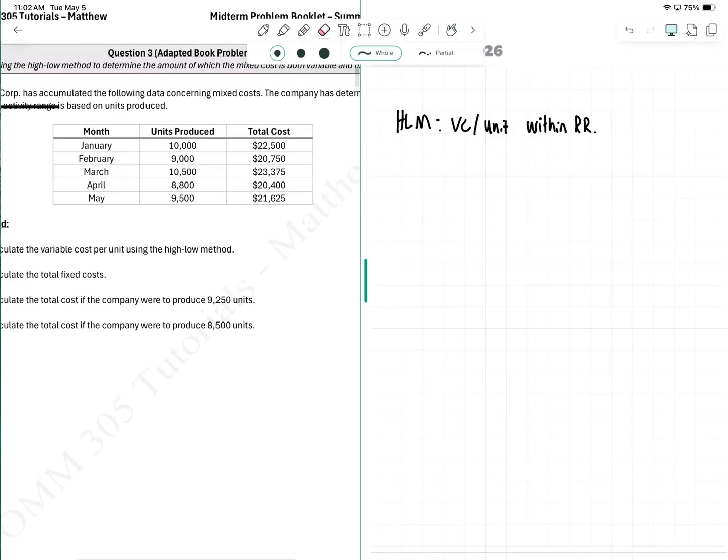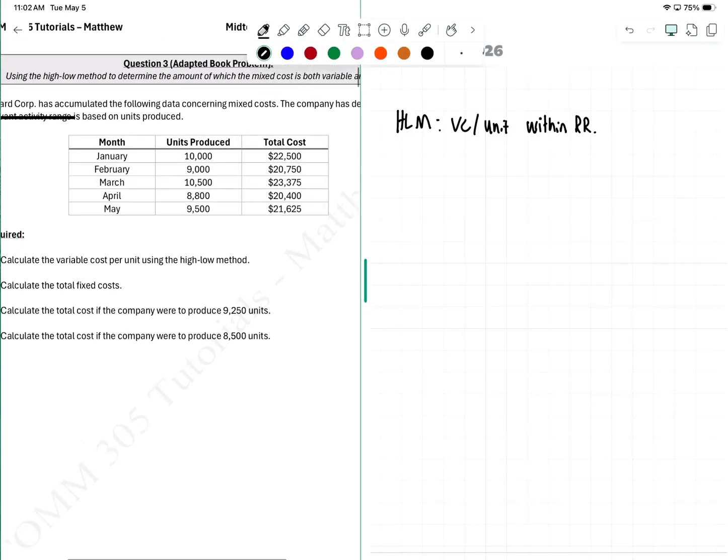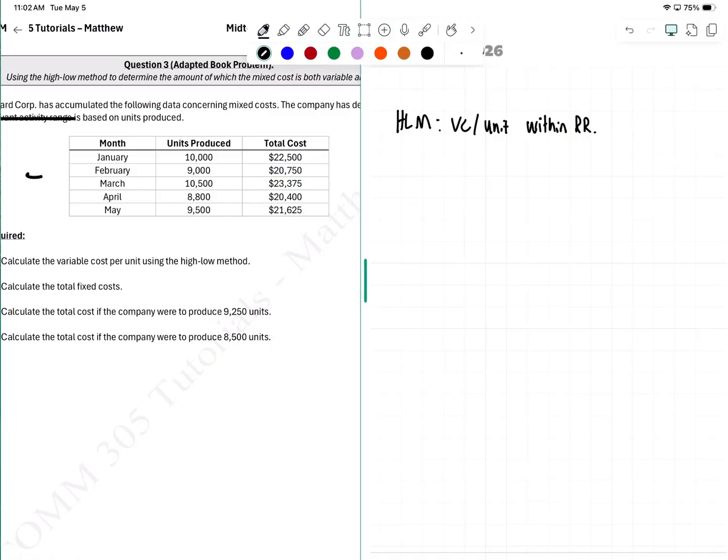So high-low method, okay? How can I tell it's a high-low method? Like I said, if I have a bunch of different months or a bunch of different years, and I have an obvious activity and a cost column, okay?